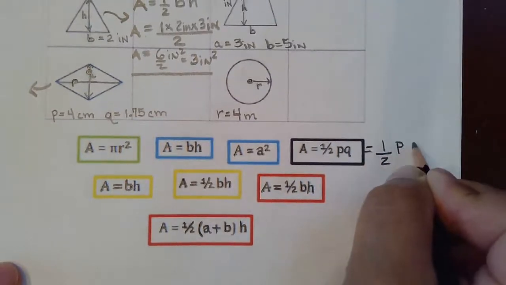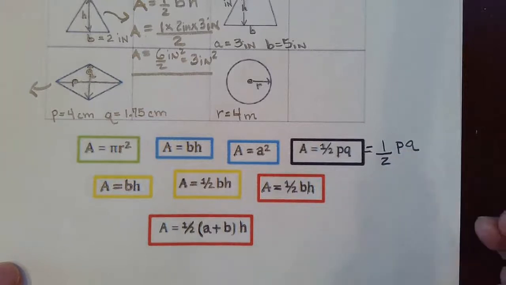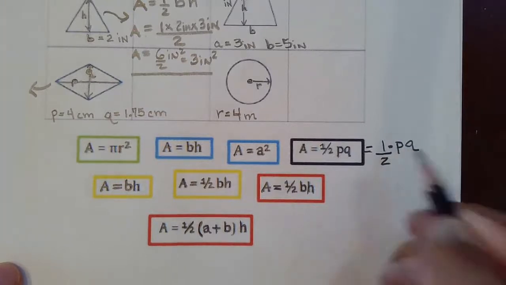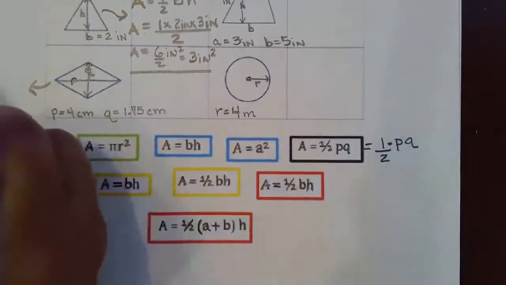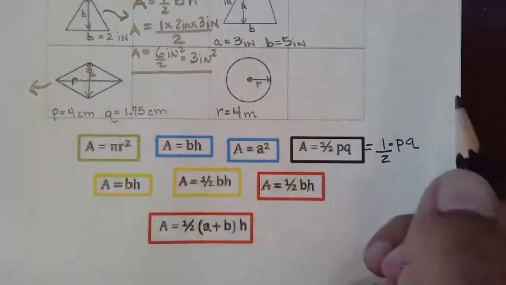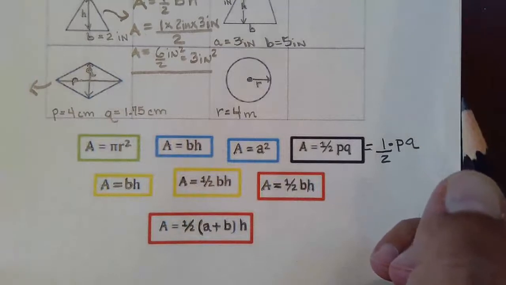That's another way to write what you're seeing. It does not belong to the bottom. It is part of the top. All of this gets multiplied by the top. So that's why I'm trying to make a point of that. So in this case, it would be 1 times P times Q.